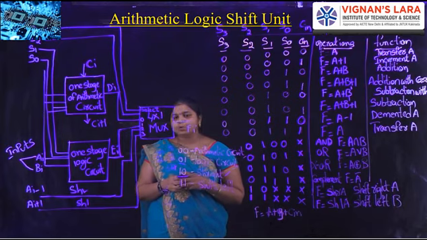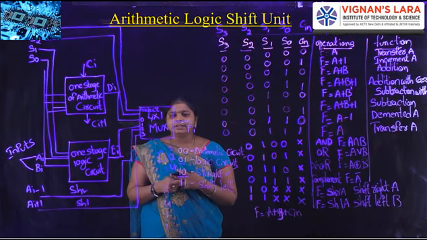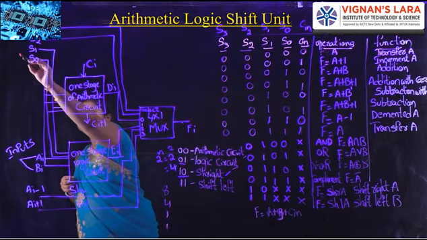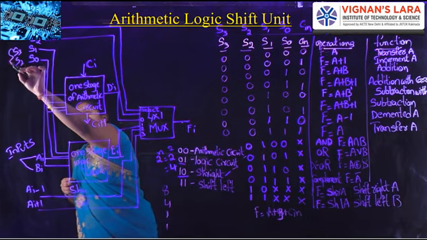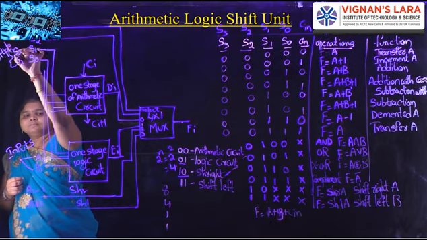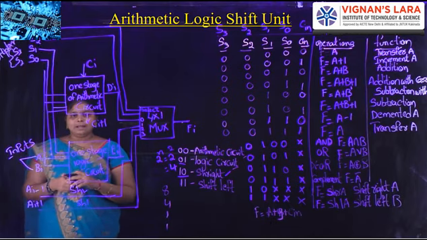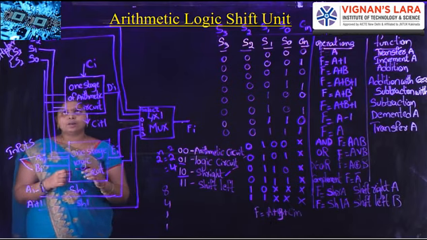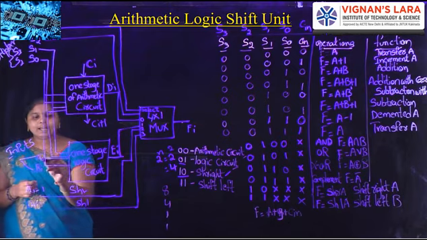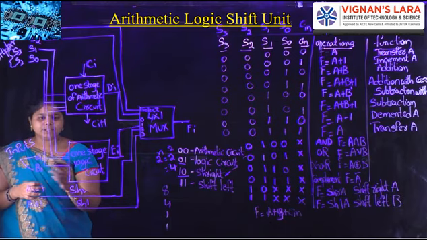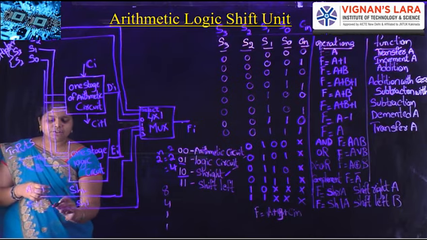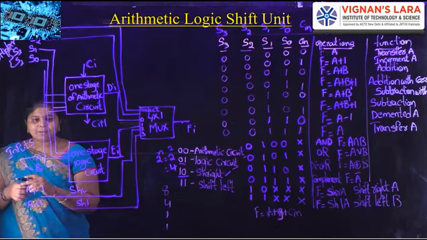S3 and S2 are the 2 select lines for the multiplexer. S3 and S2 are controlled by the multiplexer, and S1 and S0 are controlled by using the arithmetic circuit and logical circuit. Here Ai and Bi are the inputs for the logical circuit and also the arithmetic circuit. Here shift right and shift left get the input from Ai minus 1 and Ai plus 1.